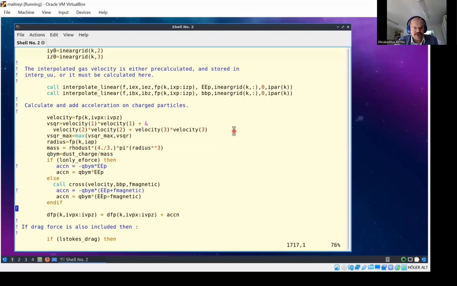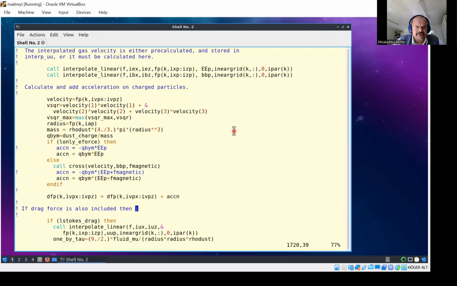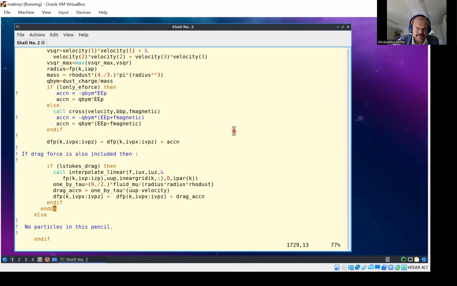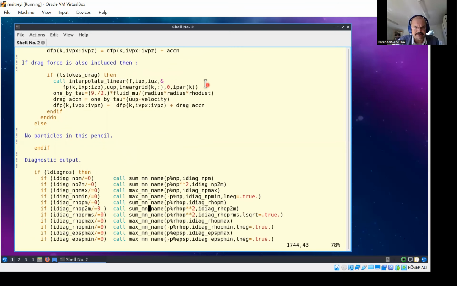Okay. So then I have DFP, which is whatever DFP was, plus the acceleration. The reason it is done this way is that your DFP or the DF may have contributions from many different terms. So every routine that contributes to it just adds something to it. So the main part of the calculation is done. If you wanted to add Stokes drag, you can also do it here. So you have basically seen the main part of the particles charged.